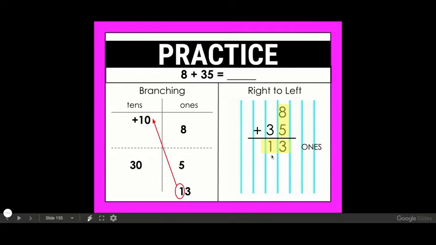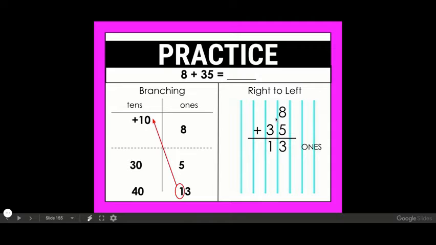Let's come back over to branching to do the next step, which would be to add together my 10s. So I have my 1 10 up here, my 3 10s down here. 3 plus 1 is 4, but it's 4 10s, so it is 40.